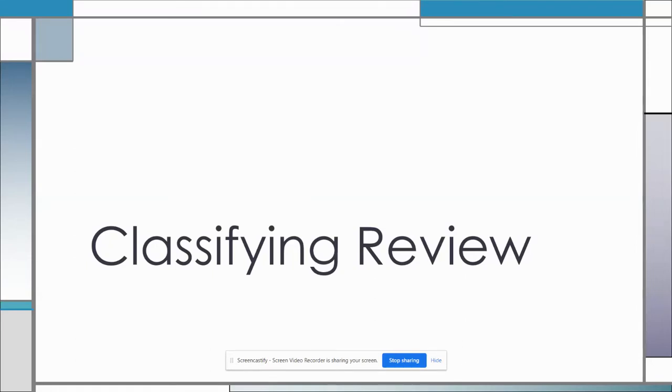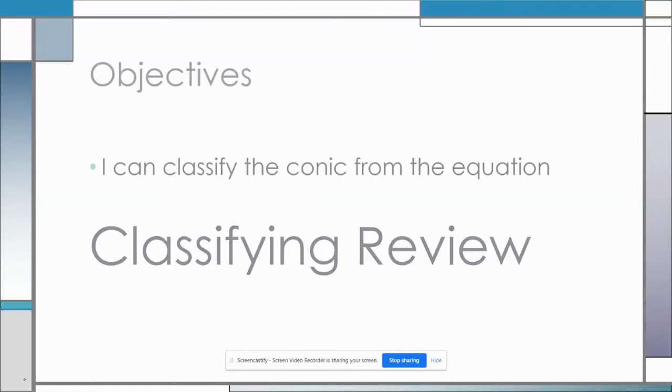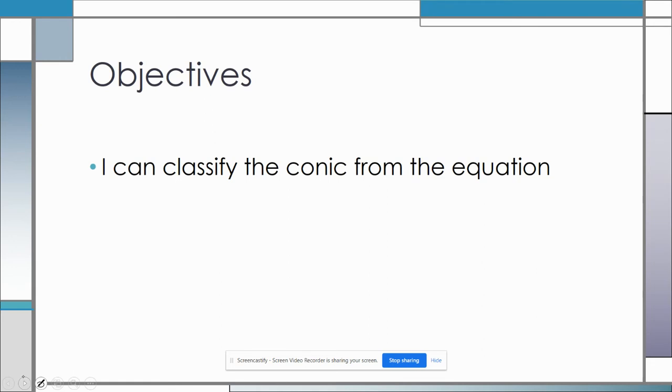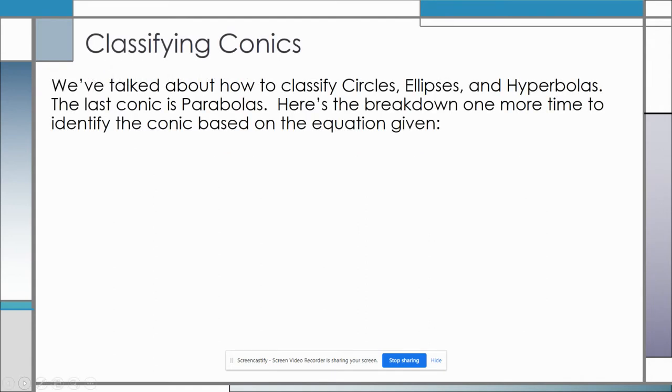Today I want us to review classifying conics. So based off of just an equation, without having to manipulate it, we can identify what kind of conic we have. So we've talked about how to classify circles, ellipses, and hyperbolas. We just finished talking about parabolas, so I want to give you now the list of all of them one more time, and then we'll do a couple of practice problems.